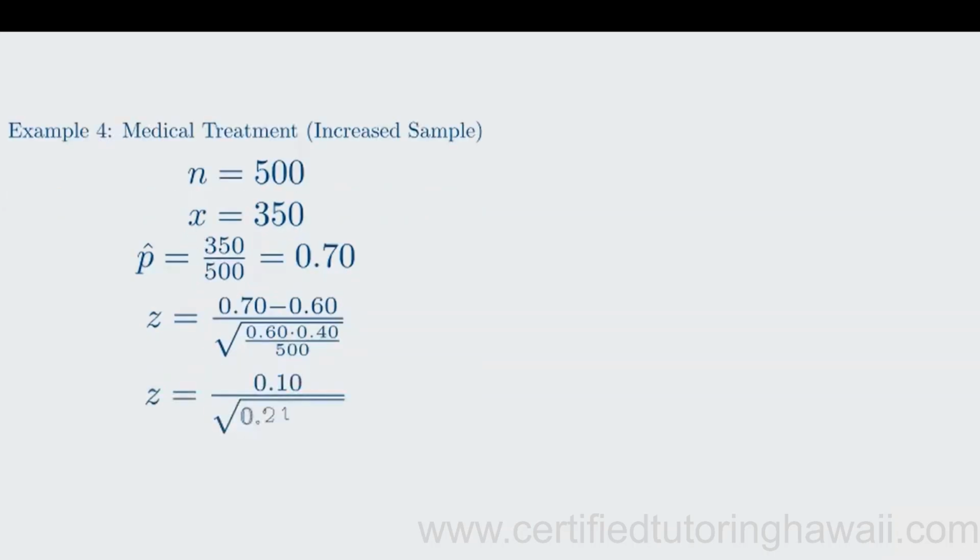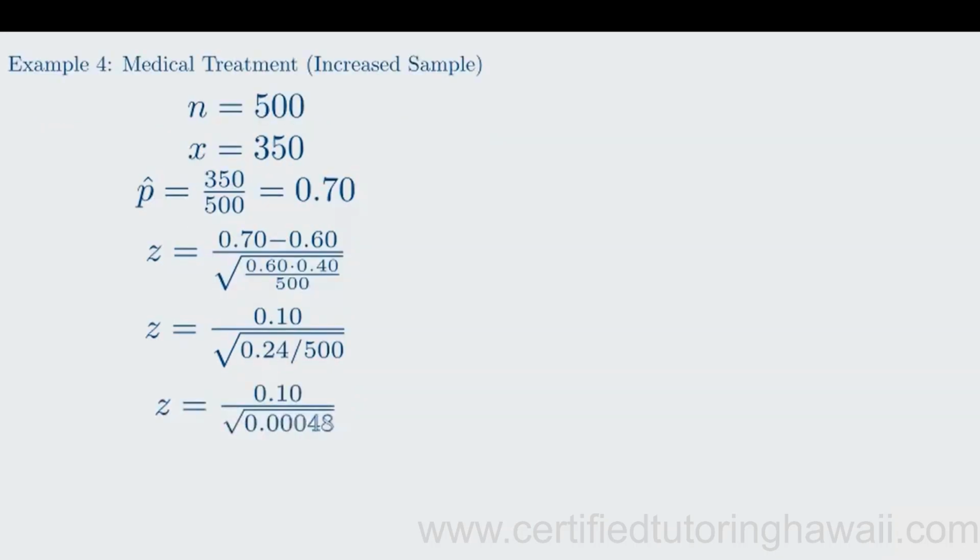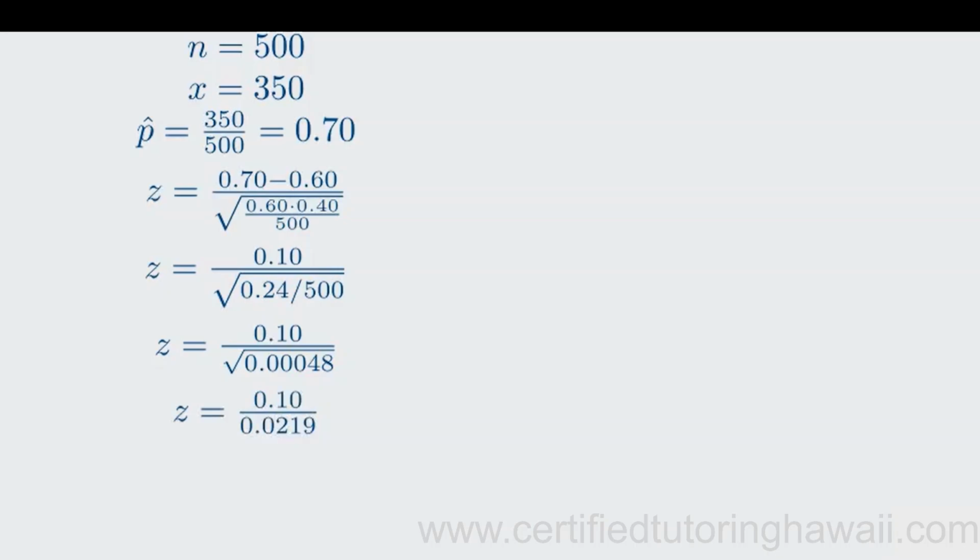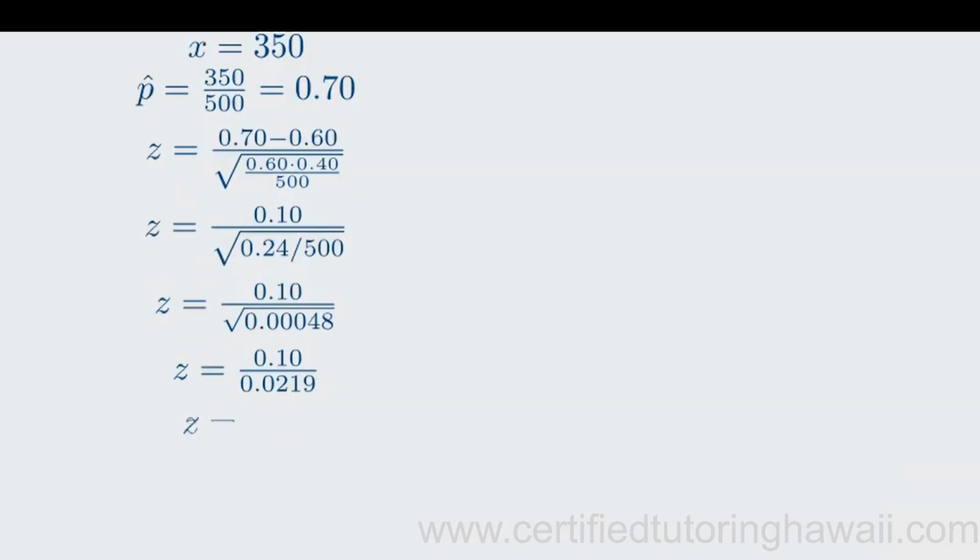The difference in the numerator is 0.10, and the standard error in the denominator becomes the square root of 0.24 over 500. This simplifies further as we divide 0.24 by 500 to get 0.00048. Taking the square root, we find the standard error is approximately 0.0219, which results in a z-statistic of 4.57.